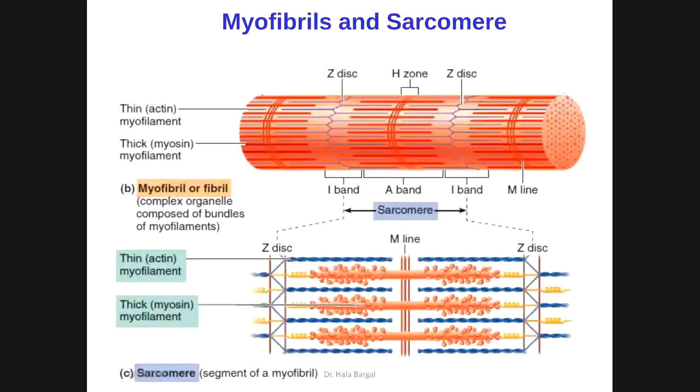From the picture we can understand more the structure of the sarcomere. The sarcomere extends from one I band to the second I band, right? Under the electron microscope, you can see the thin actin myofilaments and the thick myosin myofilaments. This is the structure of the sarcomere under the microscope.